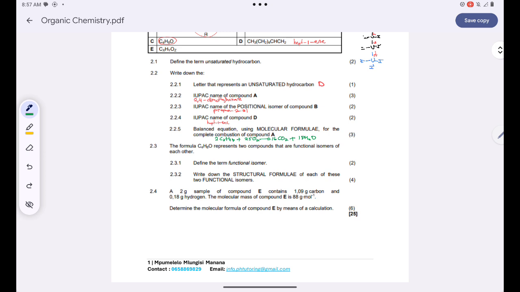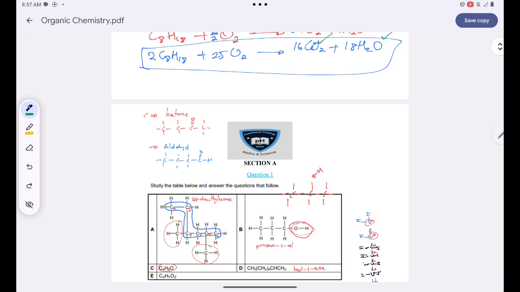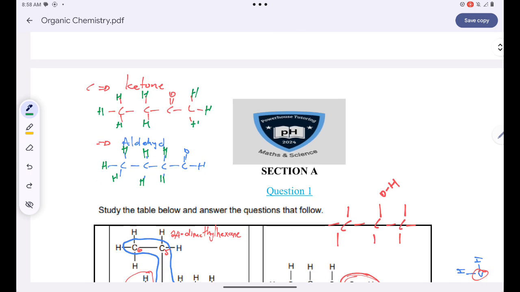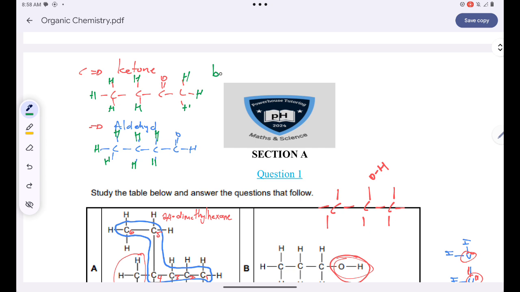And then 2.3.2, write down the structural formula of each of these structural isomers. These are the structural formulas, guys, with the H's all around. Just write an H there. If they would ask you for IUPAC names, you'd simply say for the ketone it is butan-2-one, and then for the aldehyde it is just butanal.